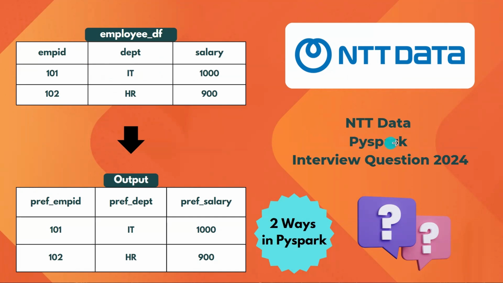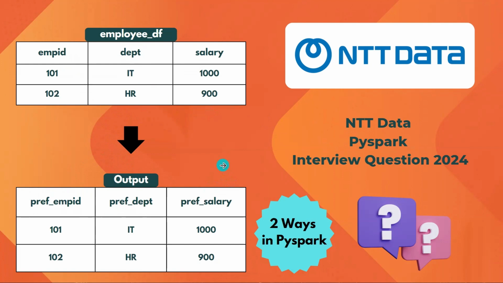In this video, I will be covering one of the PySpark interview questions that was recently asked in an NTT Data interview. Given the employee data frame, we have employee, department, salary details available. If you look at the expected output, for each and every column, we need to add a prefix. So here we have employee, department, salary. For all these columns, we need to add a prefix in front of it.